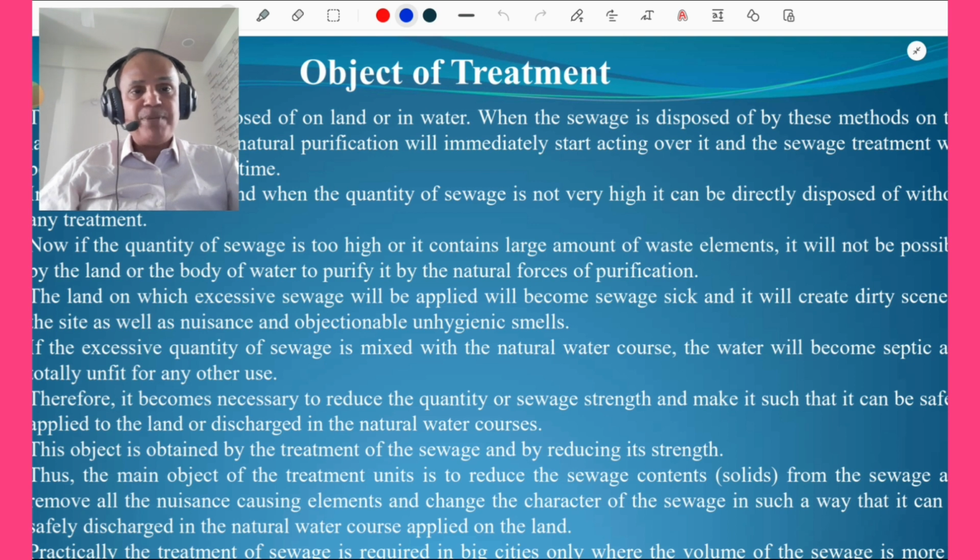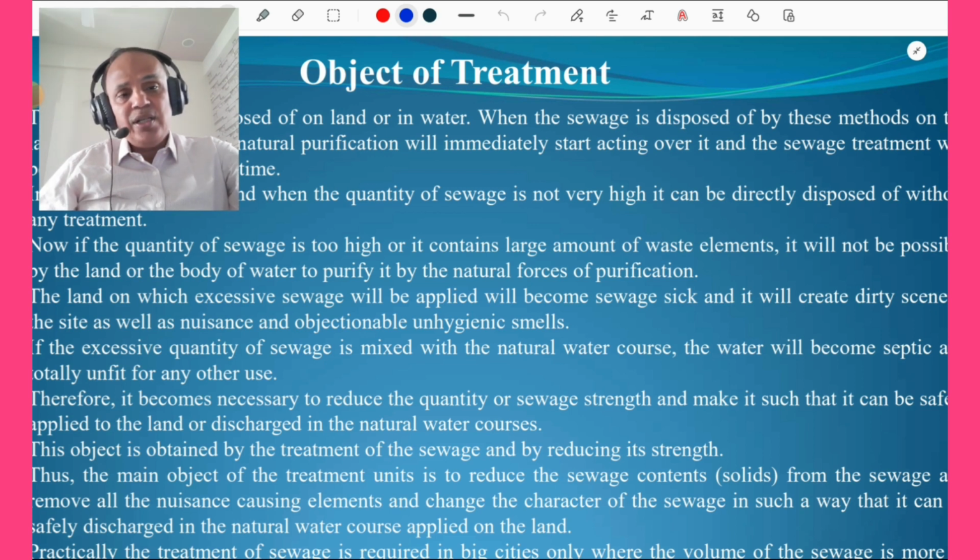Thus the main object of treatment units is to reduce the sewage contents, means solids, from the sewage and remove all the nuisance causing elements and change the character of the sewage in such a way that it can be safely discharged into the natural water courses or applied on the land.